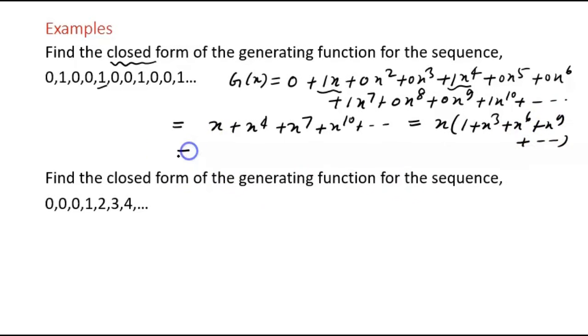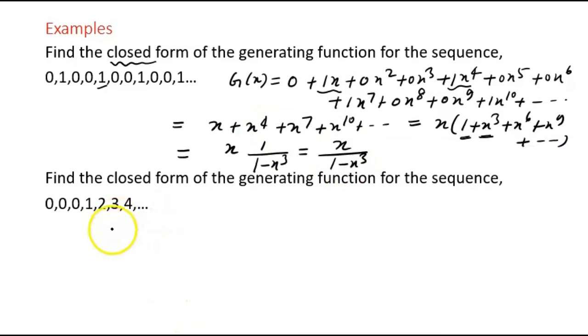So basically this is equal to what? This is x, and it is again an infinite series whose first term is 1 and whose common ratio is x cube. So it will be x multiplied by 1 by 1 minus x cube. So the generating function in this case is x by 1 minus x cube. So this kind of questions may usually be asked, that given this sequence, what is the generating function, or given this function, what is the corresponding sequence. Okay.